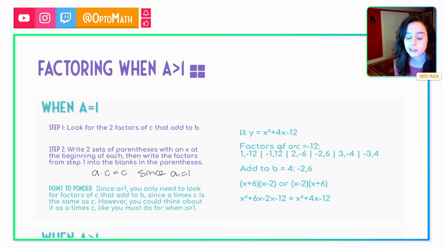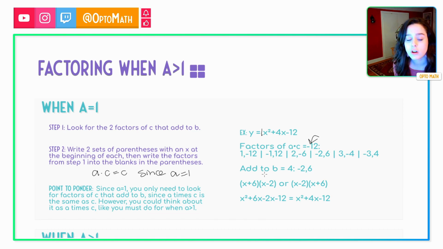So let's take a look at an example. We have y equals x squared plus 4x minus 12. And we want to find factors of 1 times negative 12. And that's how we got this negative 12 here. That's our a times our c. And we've listed all the factors. There's more factors since it's a negative. You've got to consider all the negatives. So not just 1 and 12, but 1 and negative 12, and then negative 1 and 12, and so on.